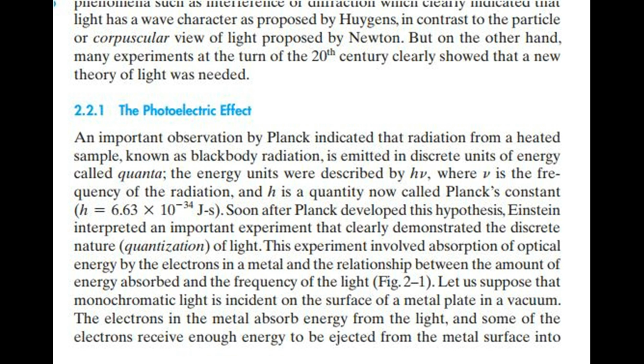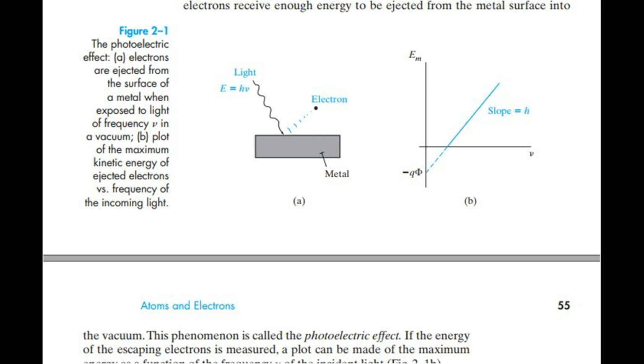Soon after Planck developed this hypothesis, Einstein interpreted an important experiment that clearly demonstrated the discrete nature, quantization, of light. This experiment involved absorption of optical energy by the electrons in a metal and the relationship between the amount of energy absorbed and the frequency of the light, Fig. 2.1. Let us suppose that monochromatic light is incident on the surface of a metal plate in a vacuum. The electrons in the metal absorb energy from the light, and some of the electrons receive enough energy to be ejected from the metal surface into the vacuum. This phenomenon is called the photoelectric effect.